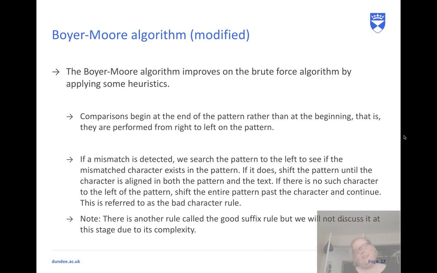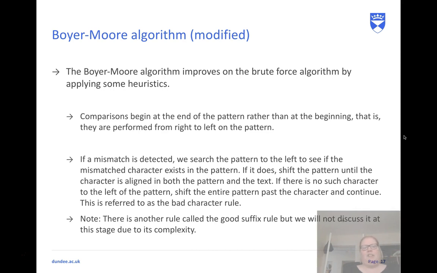You'll be glad to know there is a better way to do it. We're going to talk today about the Boyer-Moore algorithm. In fact, we're going to talk about a slightly modified version of the Boyer-Moore algorithm, because what we're going to talk about is one of the heuristics the Boyer-Moore algorithm uses. There is another heuristic, which is called the good suffix rule. We're not going to discuss that at this stage, just due to its complexity and the fact it's far beyond what a first year should have to know. So we're just going to talk about a modified version of this algorithm.